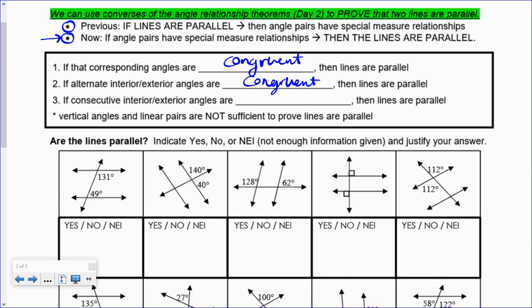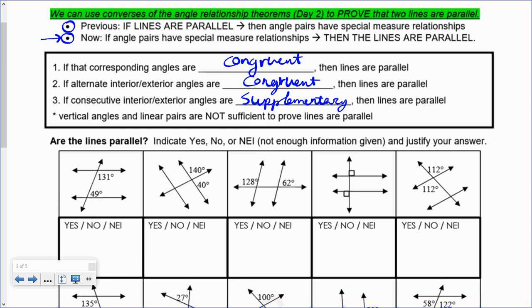Sorry for the writing. That's an R. So if you guys see either corresponding or alternate angles, they better be congruent before you conclude that the lines are parallel. What about consecutive? Supplementary. So your consecutive angles should be supplementary.